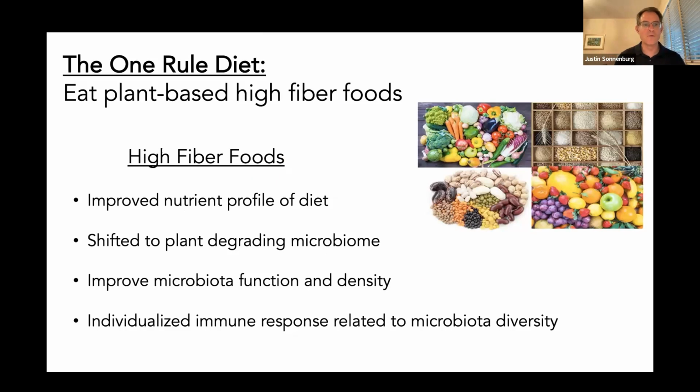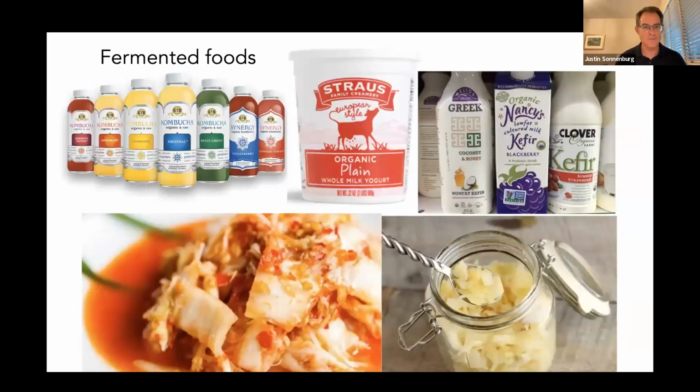So we think about this one rule diet: eat plant-based high-fiber foods. You get an improved overall nutrient profile beyond dietary fiber. You shift your microbiome to plant degradation rather than mucus degradation. This is what we saw in our high fiber diet intervention. You improve microbiota function and density, and in our study, we saw individualized immune responses, and we're trying to learn more about who responds in which way to different types of dietary fiber. That's ongoing research.